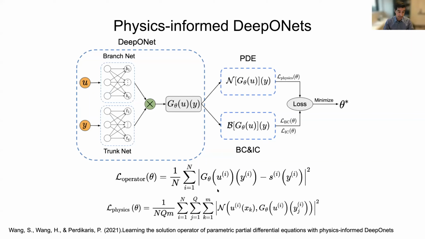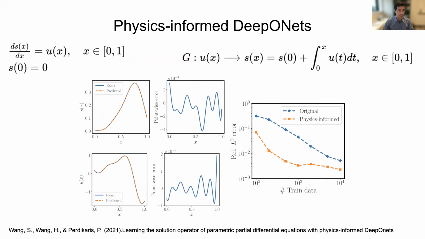Now, what are the advantages of doing so? Well, you can revisit this antiderivative example that I just showed you. If you include the constraint that this equation should be satisfied during model training, not only can you get much more accurate predictions, but you can also introduce a dramatic reduction in the amount of training data that is needed to train the DeepONet model. This is basically because we're now leveraging prior information during model training, and that effectively compensates for a much smaller size of training data.